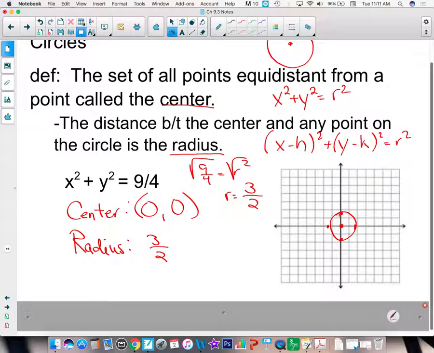Yep, pretty much. We're going to have to spend a little bit of time to find the equation. So that's one with the center point at the origin. You just take the square root of the number on the right, and that gives you your radius.